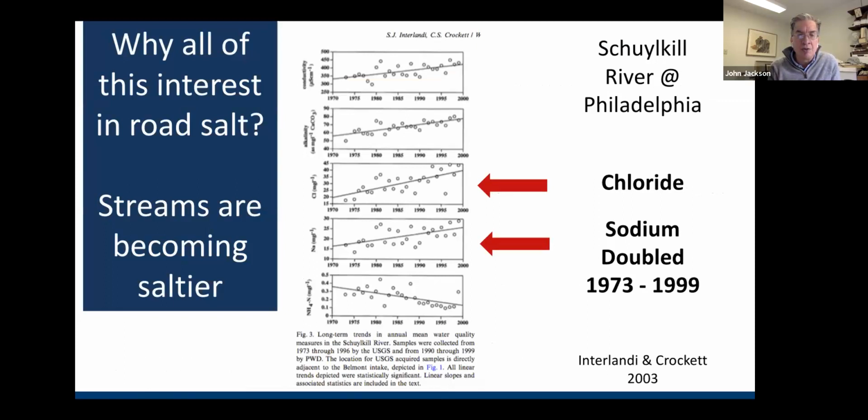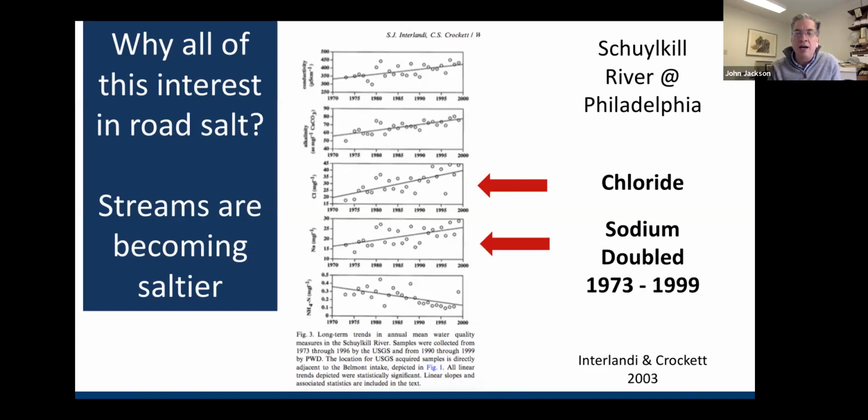Why is there all this interest in salt? It's because our streams are becoming saltier. One of the first papers I'm aware of is actually out of my backyard outside of Philadelphia. The data set was available because one of the authors, Chris Crockett, worked for the Philadelphia Water Department. And this is the Philadelphia water intake out of the Schuylkill River. And you can see both sodium and chloride doubled between 1973 and 1999.